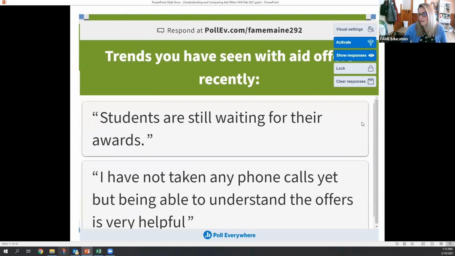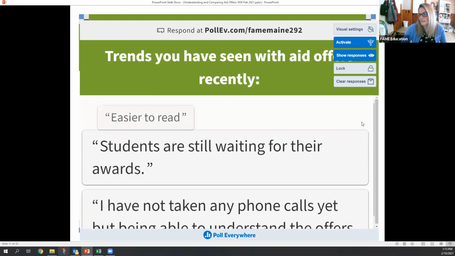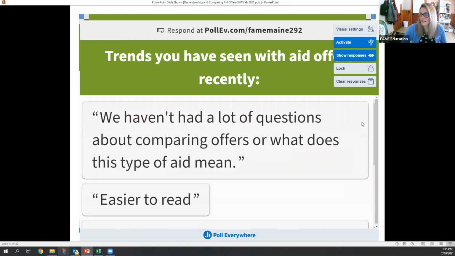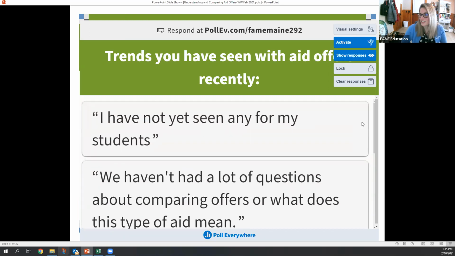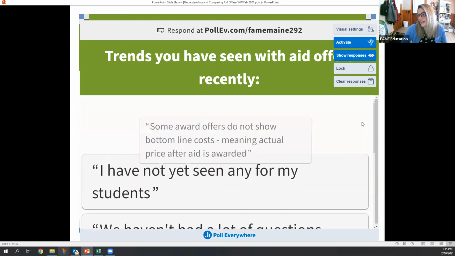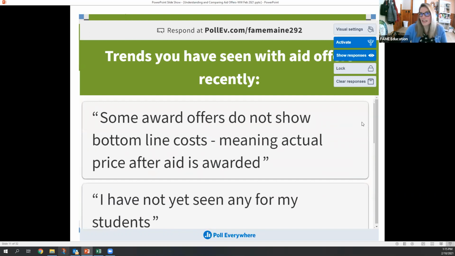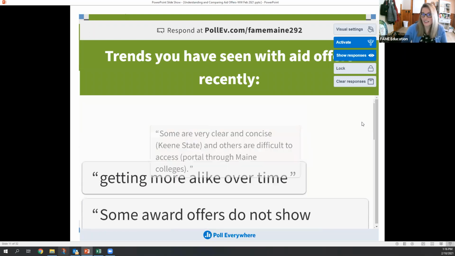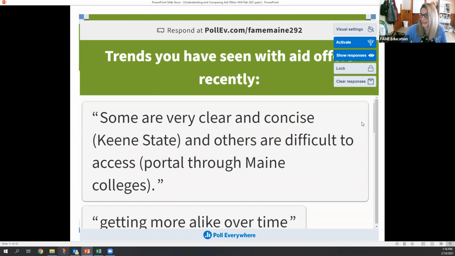Students are still waiting. Okay. Some are easier to read. Great. Haven't seen any yet. Okay. And a lot of that is really going to depend on when they've applied to the colleges, if they've been accepted yet. There are certainly variables there. Some offers do not show bottom line costs. That's important. We're going to talk about that. They're getting more alike over time. That's great. I think that would be a huge benefit for sure.